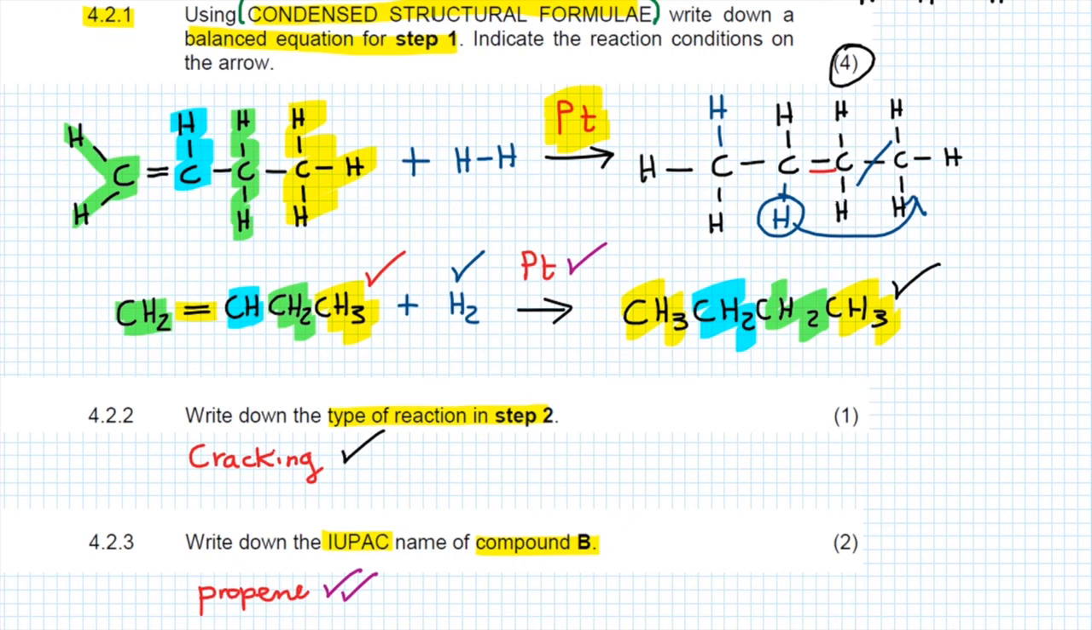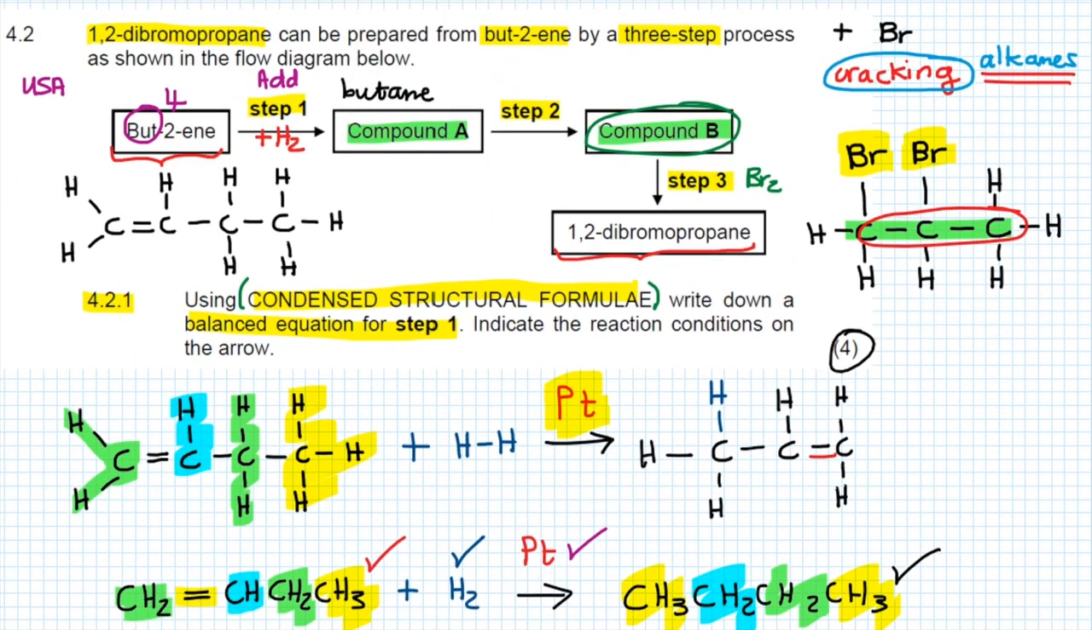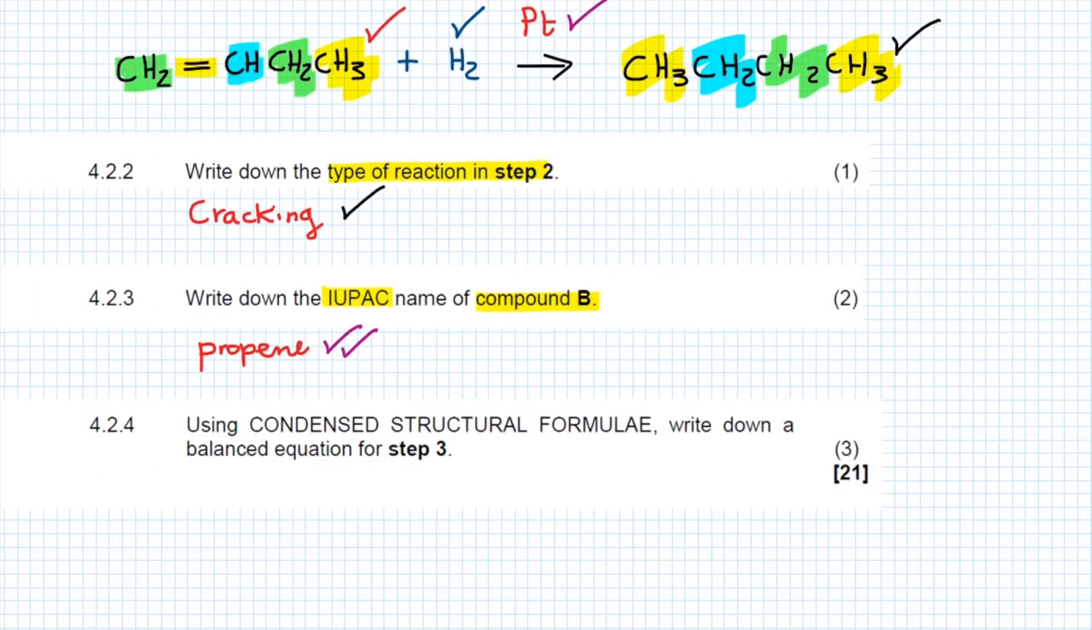So if we go up to our rough work that is above the condensed structural formulae, we're going to take away this hydrogen atom as well as this section that we said would fall away or will be broken off. And here we have propene, right? So now what is going to happen is step 3 is going to take place where we're going to add bromine, right? At question 4.2.4, they say, using condensed structural formulae, write down a balanced equation for step 3.